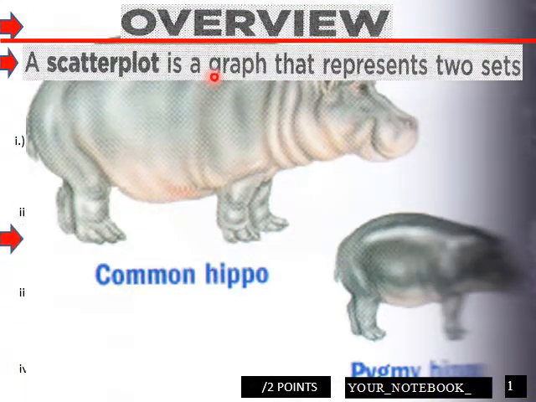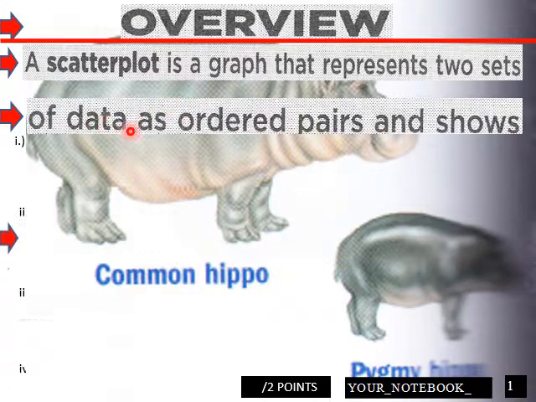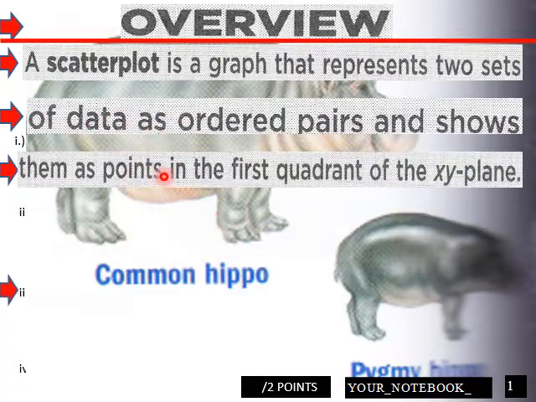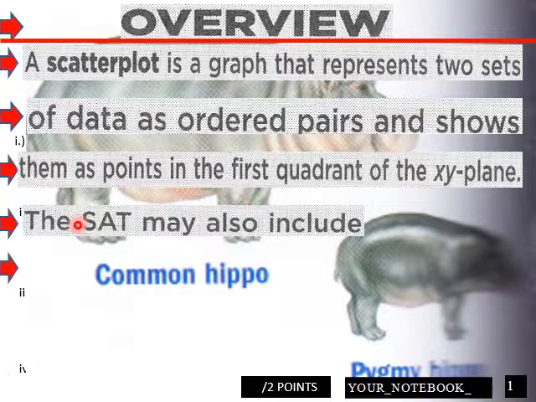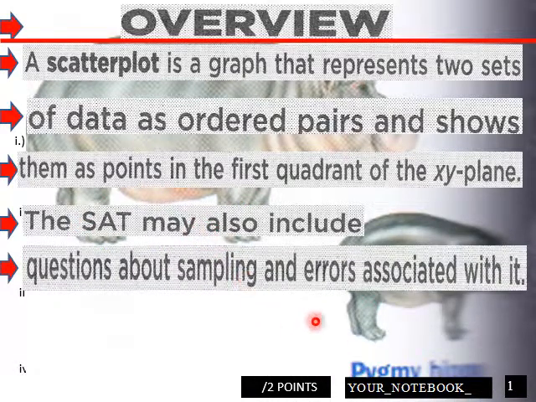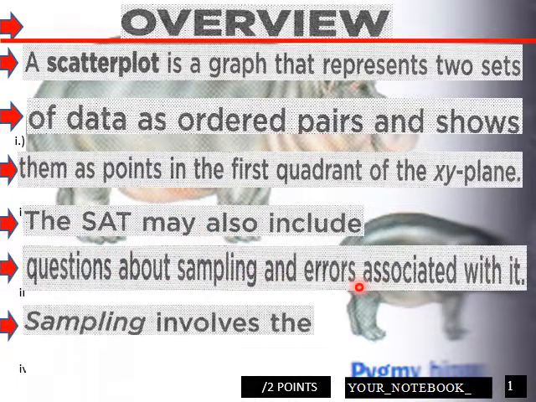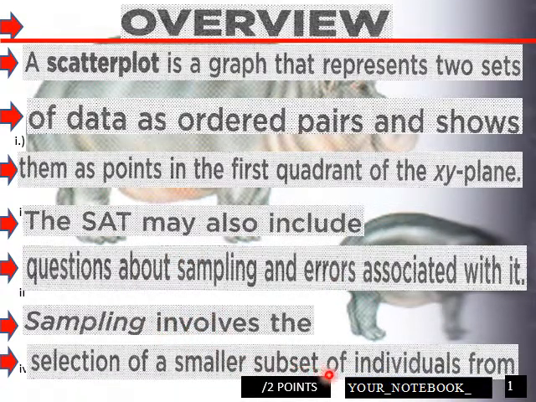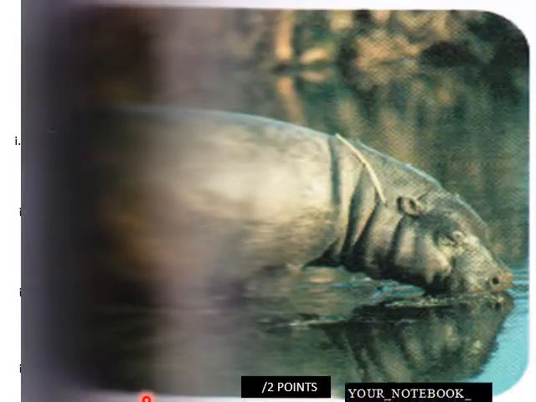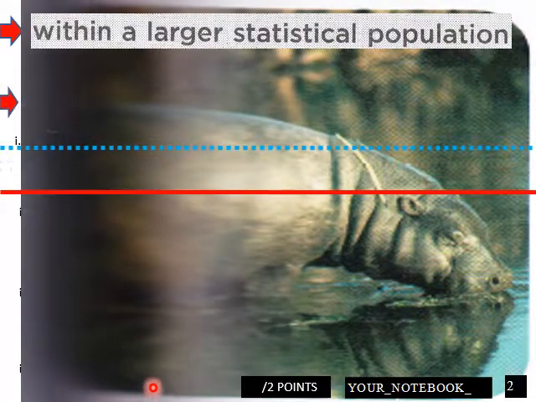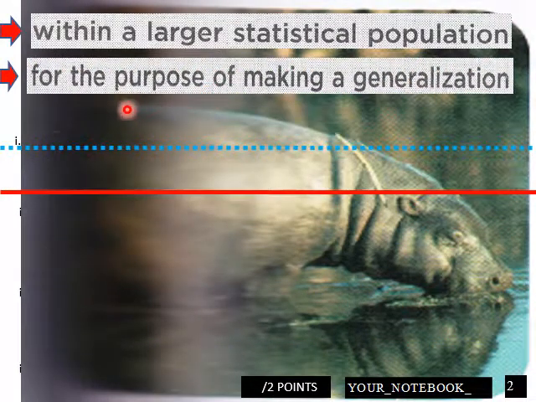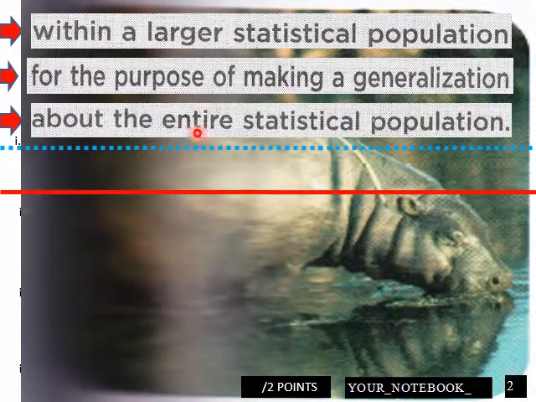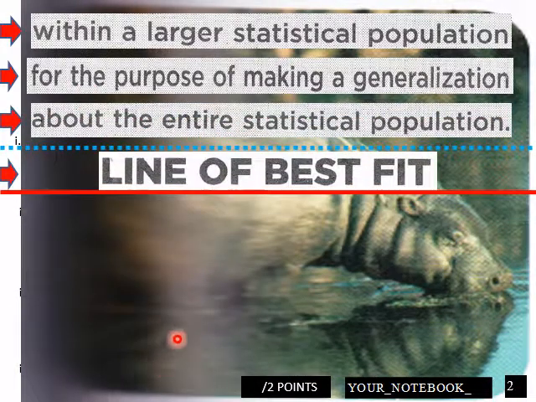Overview. A scatter plot is a graph that represents two sets of data as ordered pairs and shows them as points in the first quadrant of the XY plane. The SAT may also include questions about sampling and errors associated with it. Sampling involves the selection of a subset within a larger statistical population for the purpose of making a generalization about the entire statistical population.